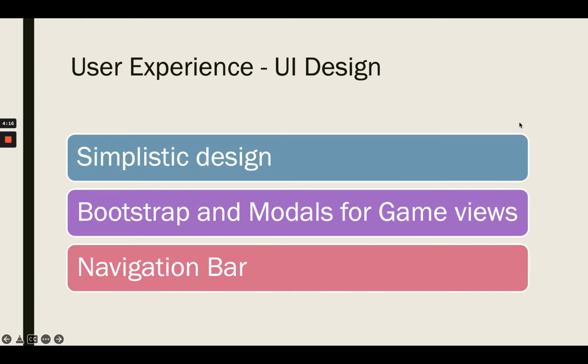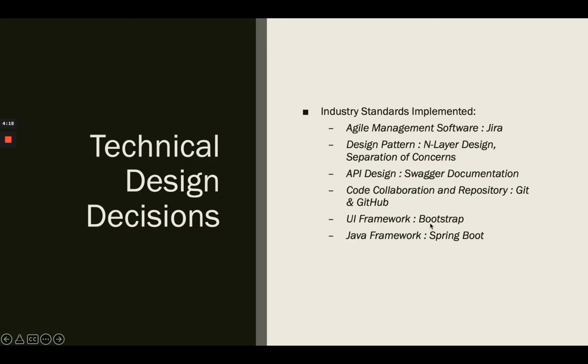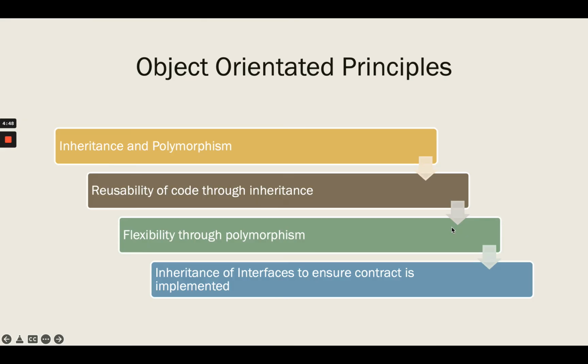And we integrated a navigation bar. So some key technical design decisions, like I mentioned, we used agile management software, more specifically Jira, to keep track of our project management. Our design pattern was n-layer design, and that ensured separation of concerns. For API documentation design, we used Swagger. And then for collaborating, we used Git and GitHub, and that made it very easy to keep track of our work and keep separate branches. Our UI framework was Bootstrap and Thymeleaf, of course. And we used Spring Boot for our Java framework.